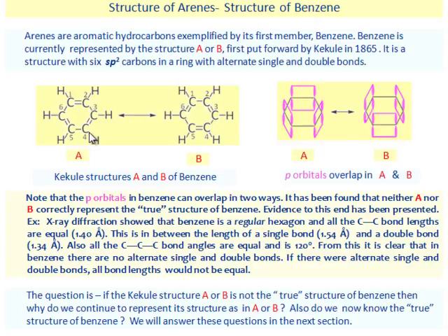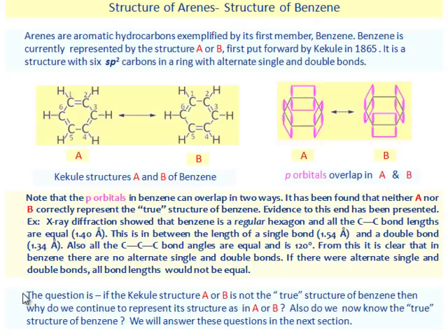All the CCC bond angles are also equal and is 120 degrees. From this, it is clear that in benzene there are no alternate single and double bonds. If there were alternate single and double bonds, all bond lengths would not be equal.